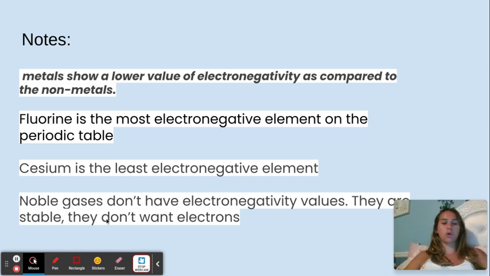Also, another thing you're going to want to note is that noble gases don't have electronegativity values. They're stable and they do not want electrons. So those are ones that you're not taking into account.